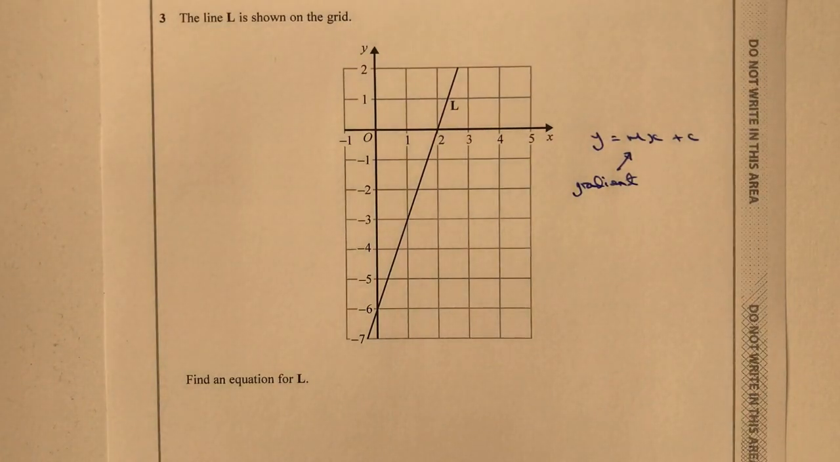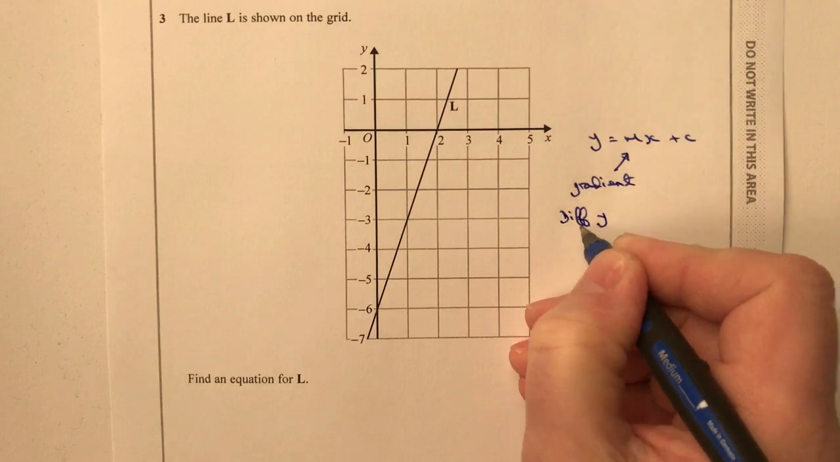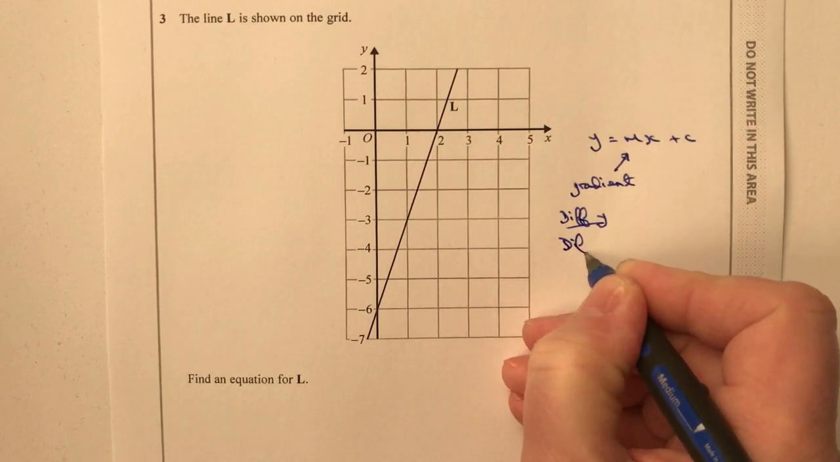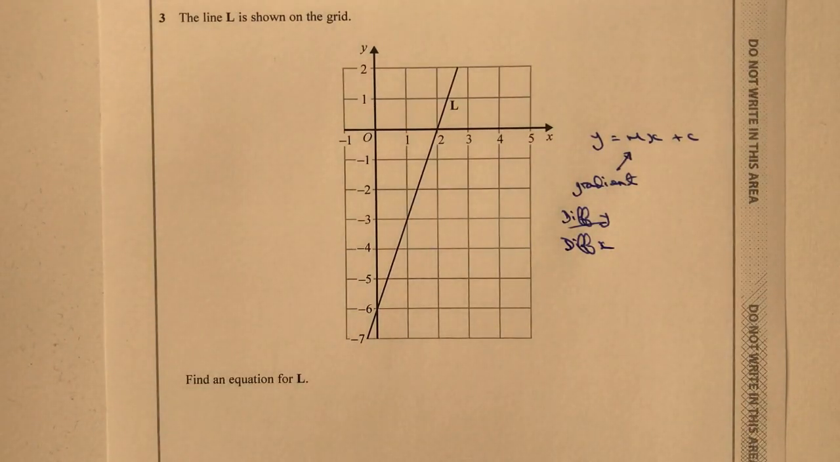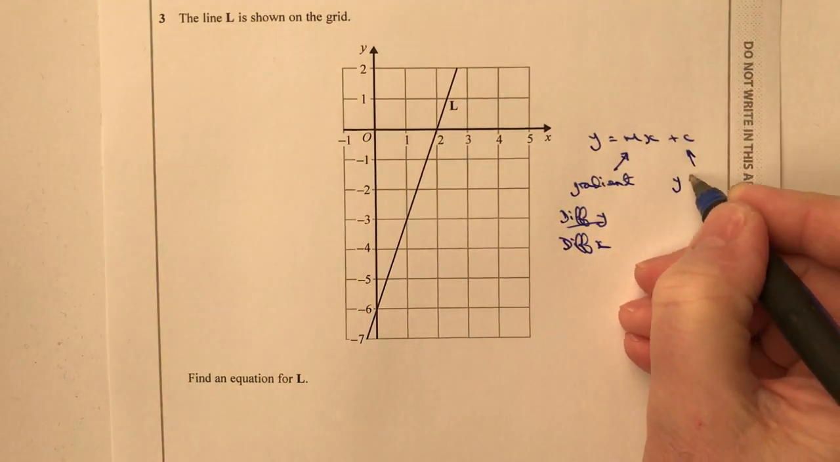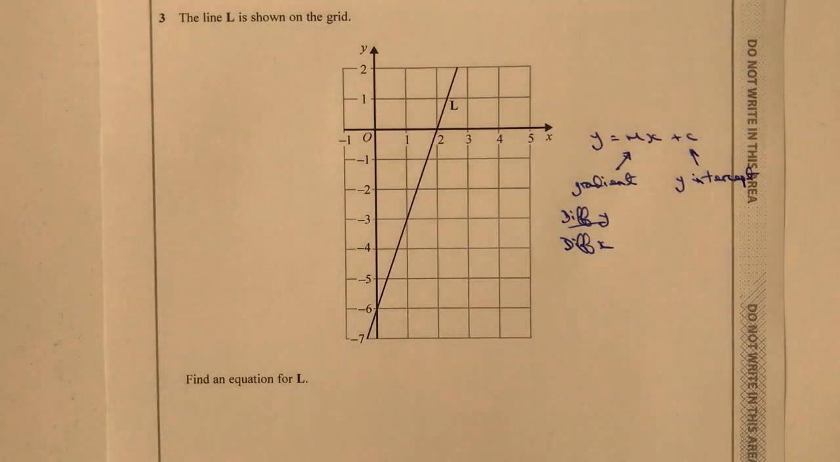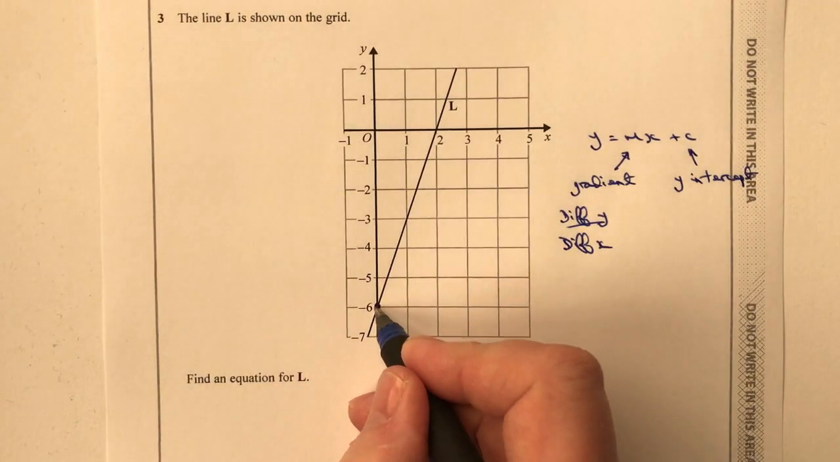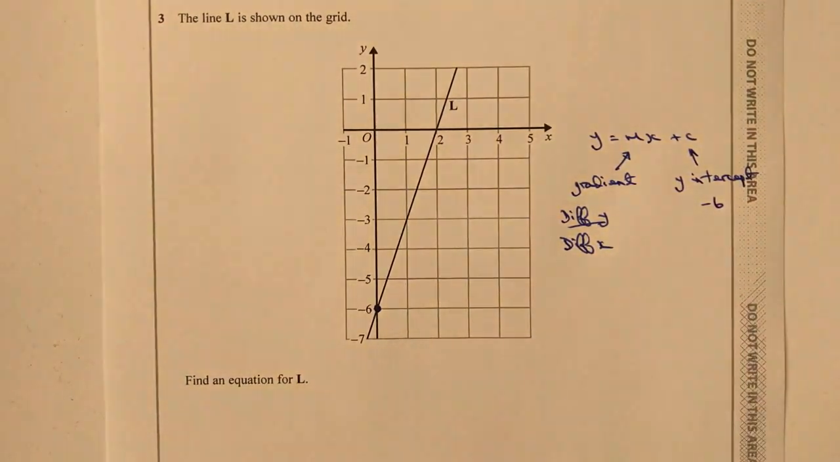So the way we work out the gradient is the difference in y divided by the difference in x. We'll have a look at that in a minute or two. The other bit that we need to work out is the value of c, which is the y-intercept. So it's actually where it crosses the y-axis. Well, that's fairly straightforward because we can look at the graph and see that it's -6. So we know that one is going to be -6.